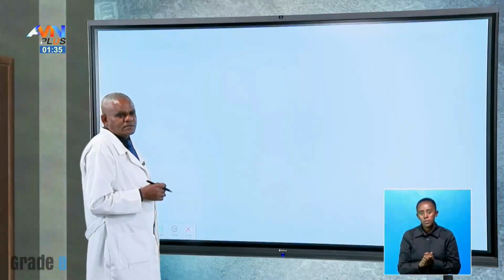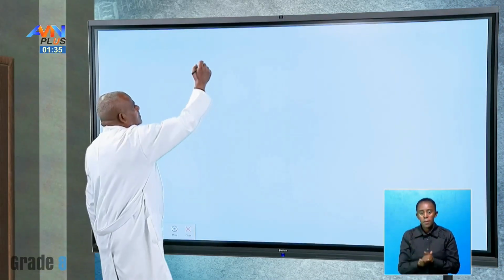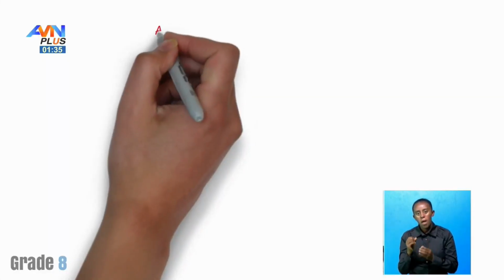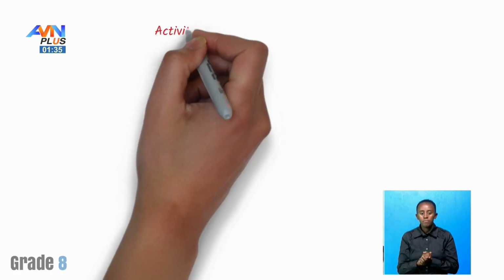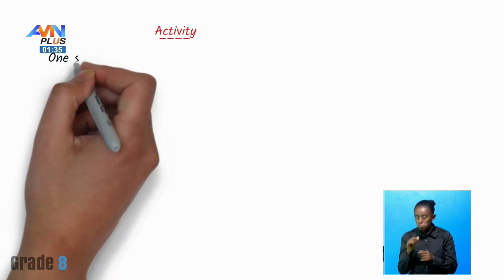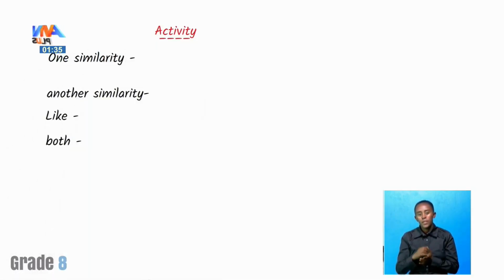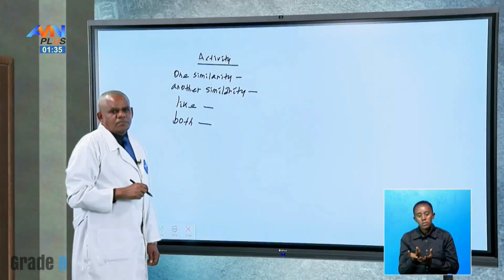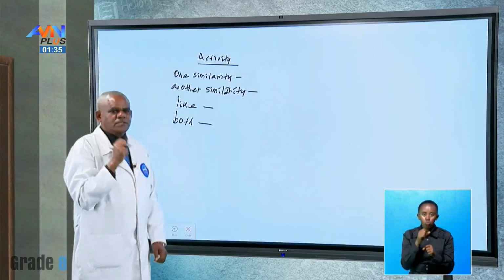Before that, would you like to give me one sample example, please? Let me give you some activities. Right? One similarity, another similarity, like birds. Let me give you some minutes, 10 minutes, you are welcome to complete your jobs. 2 minutes only. Very good.